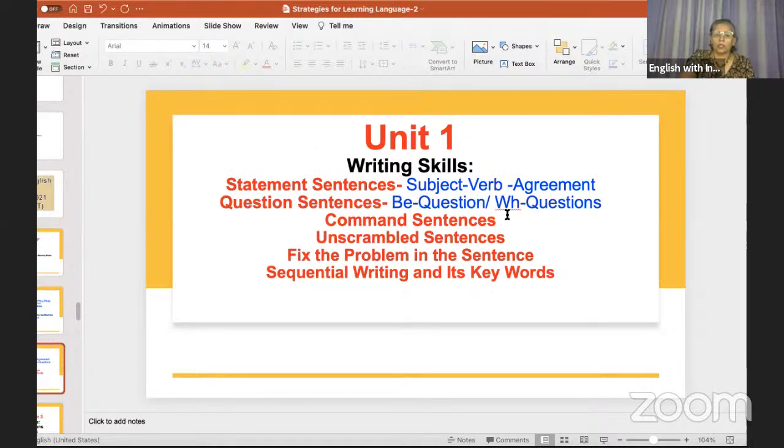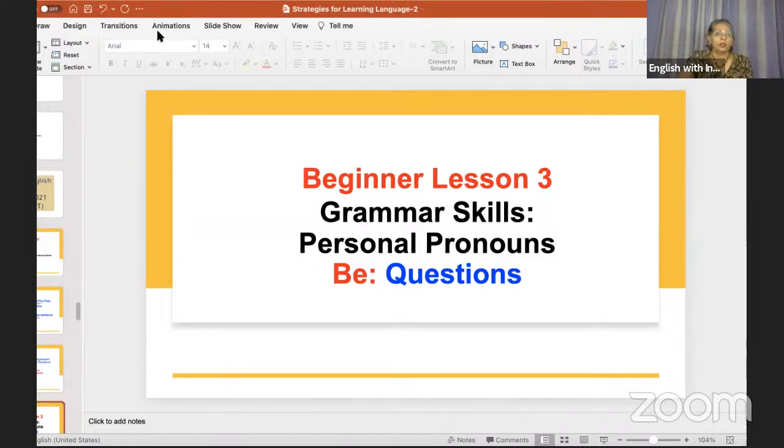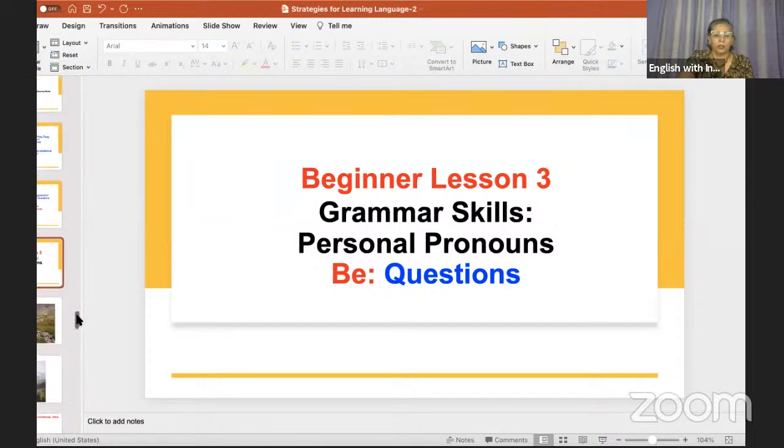Questions, again, we are covering be questions, WH questions, common command sentences, statement sentences. As I already mentioned here, unscrambled sentences, and we are fixing the problems in the sentences. And in writing, you are learning the sequential writing and its keywords. Also in reading, our focus is on the sequential order. Sequence, जो भी events होते हैं वो sequence में कैसे होते हैं, right? So that's what we will be practicing in this unit.